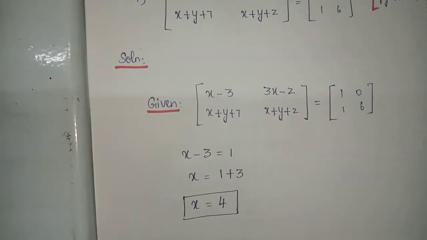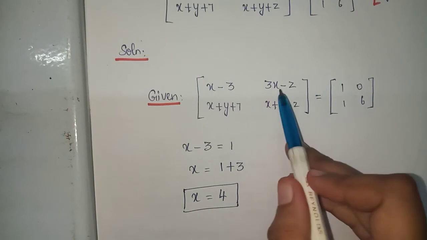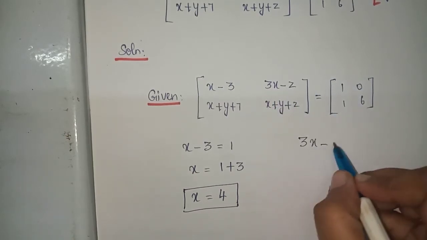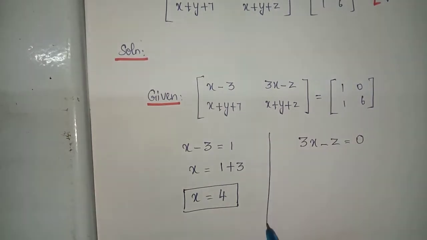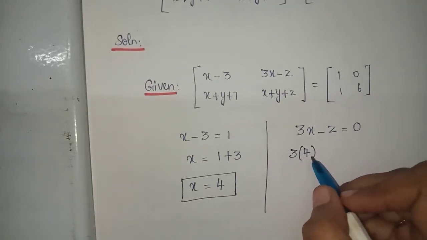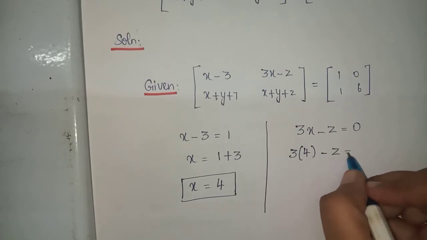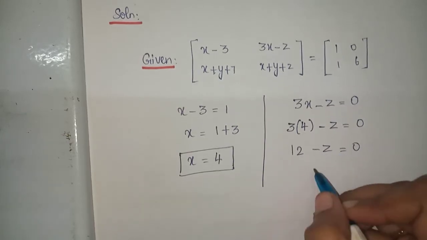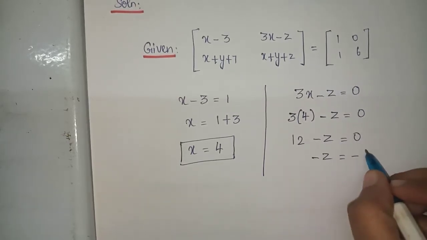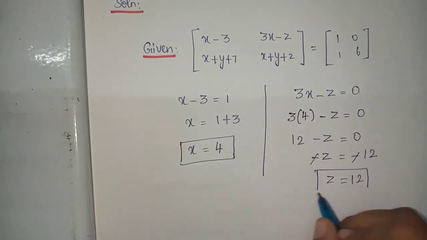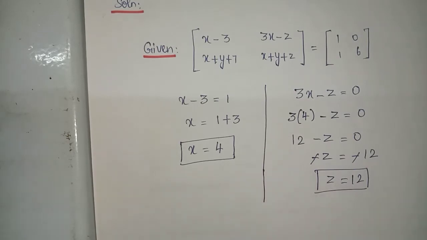The next step is to equate the A12 position. So 3x minus z is equal to 0. We already found the value of x is equal to 4, so substitute 4 instead of x: 3 into 4 minus z is equal to 0. 4 3s are 12, minus z is equal to 0. Minus z is equal to minus 12. So the value of z is equal to 12. Now you have found the values of x and z.